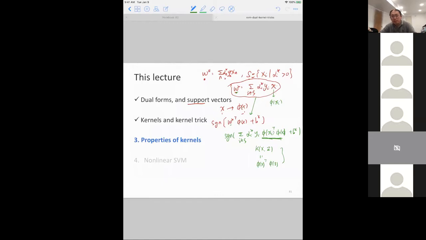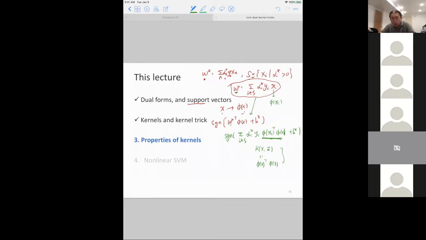It tries to avoid explicit feature mapping and inner product, but does much cheaper computation in the original feature space to fulfill the same result. Any question? Okay, great. So that's how the kernel trick is motivated.